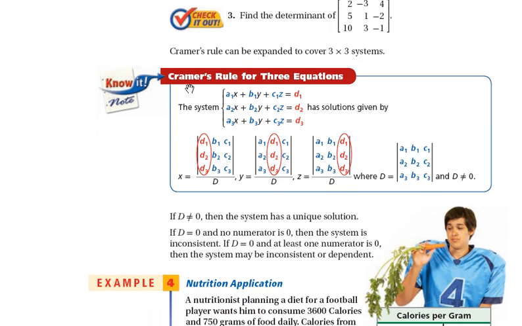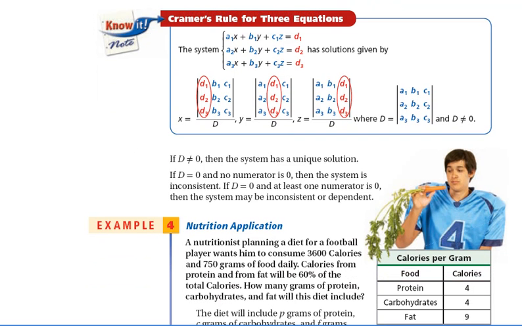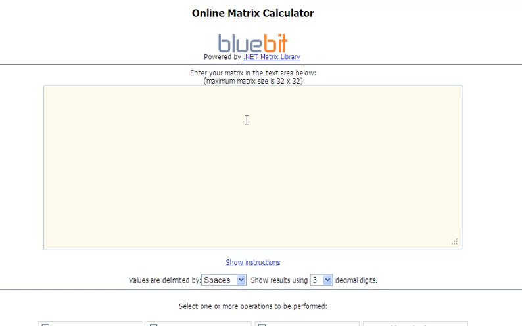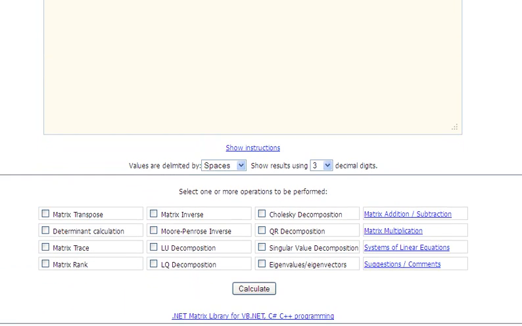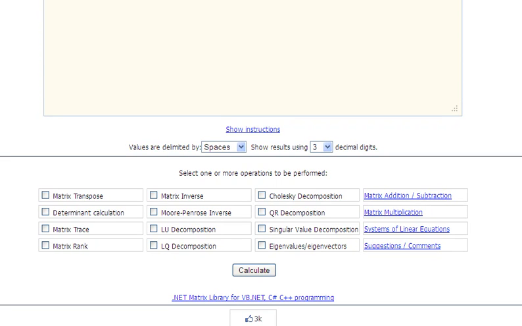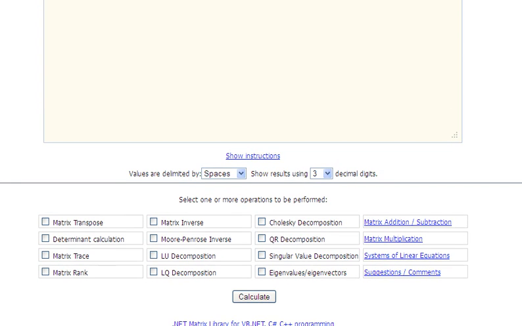You can also use Cramer's rule for three linear equations, and you can follow the same kind of process that we did with a 2-equation linear system as well. What I wanted to quickly show you here was this online matrix calculator. There's all sorts of cool things you can do with it. You can check it out right here, and you can even do some adding and subtracting and multiplying.